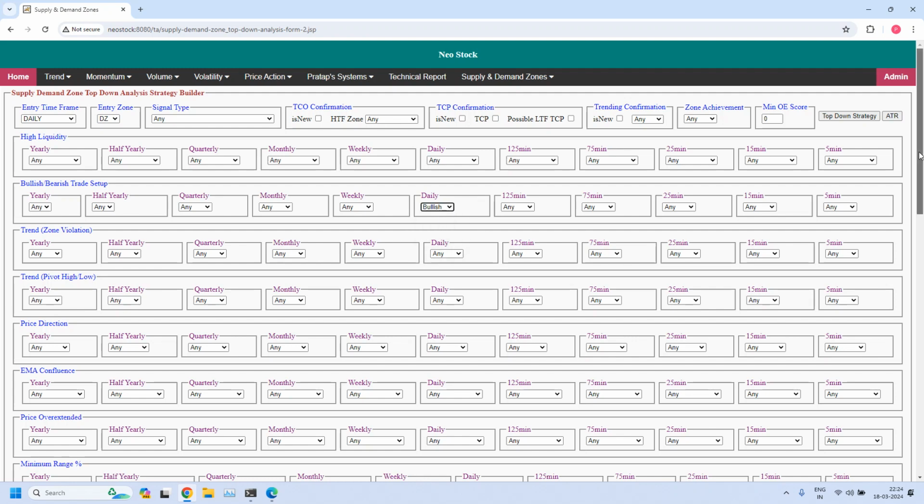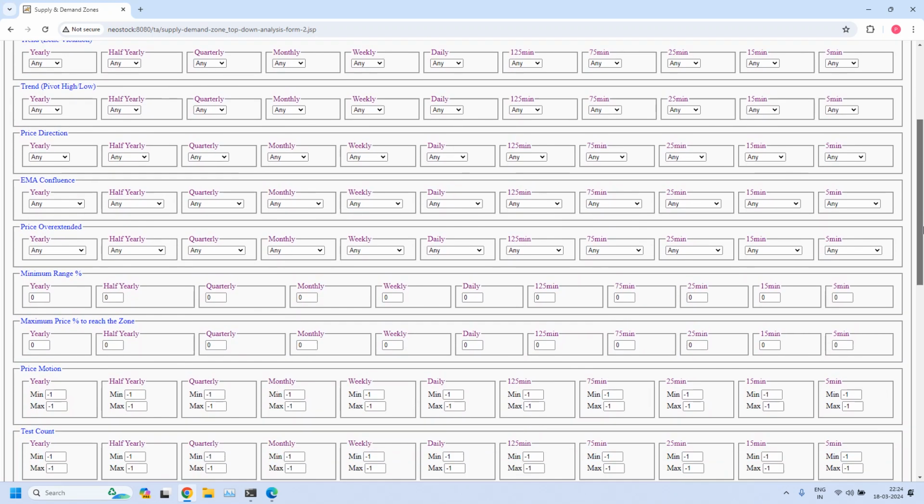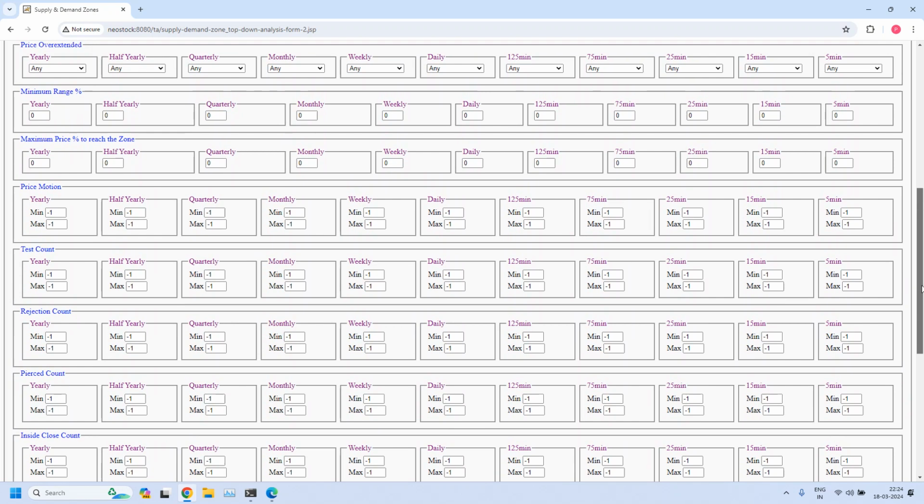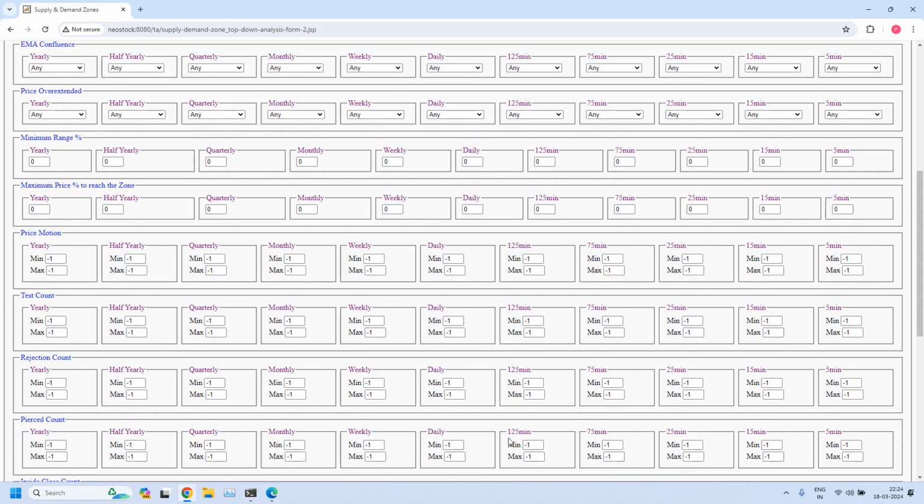I am selecting a few parameters. First one is I don't want pierced zones. So there is a parameter called pierced count. For this pierced count and daily time frame, I am setting the value 0 and 0, minimum 0, maximum 0. That means the pierced count is 0. Pierced count 0 indicates the zone is not pierced.